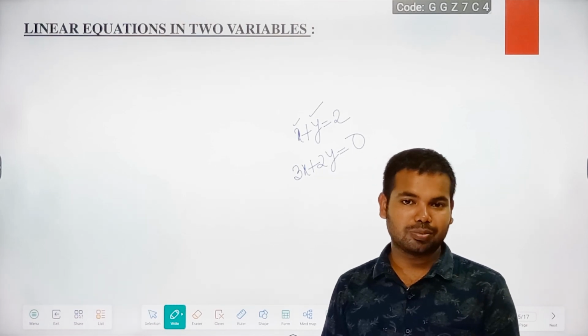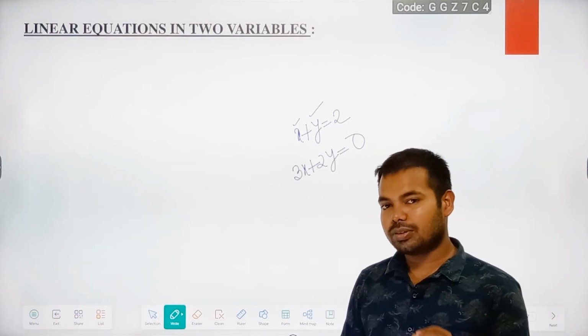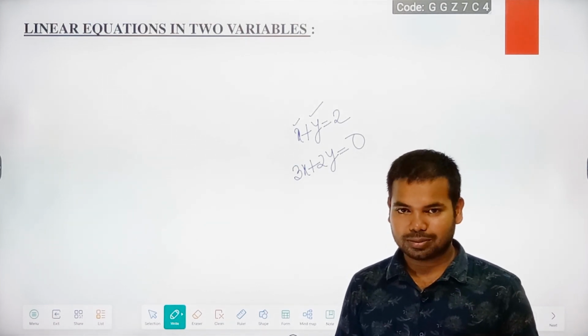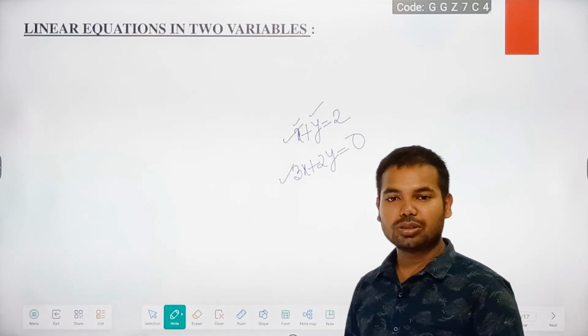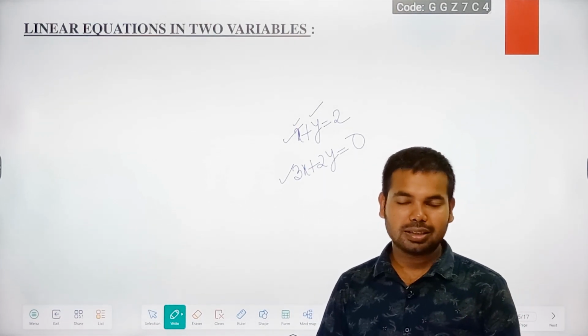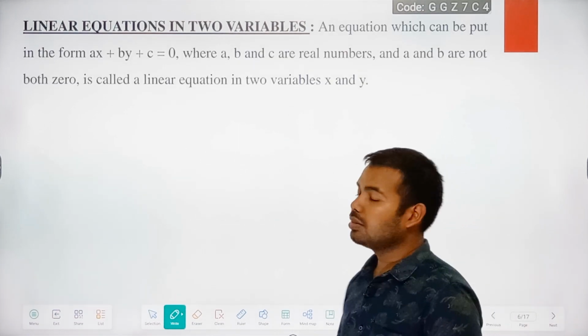You have seen this in the polynomial section, right? The degree should be 1. Whatever variable you are using, it must contain the power 1. So these kinds of equations are called linear equations, where the variables have power 1 only, not more than that. So for the formal definition, this is it.